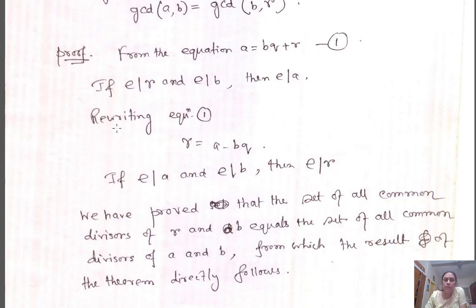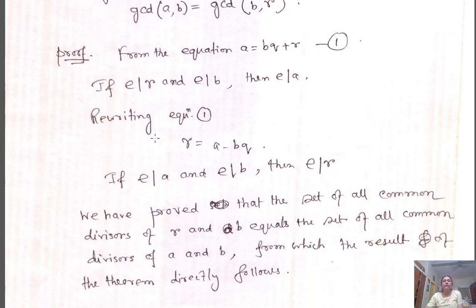Okay, the collection of common divisors of R and B is the same as the collection of all common divisors of A and B. This implies a common divisor of R and B is also a divisor of A, so it is a common divisor of all three: R, B and A. Similarly, a common divisor of A and B also divides R, so it is a common divisor of A, B, R.